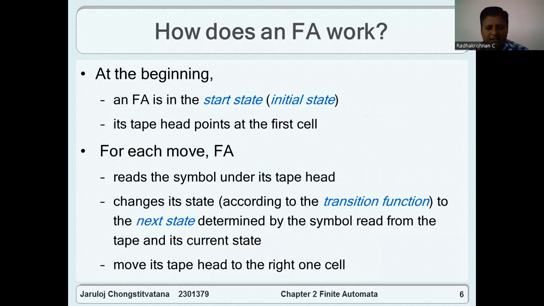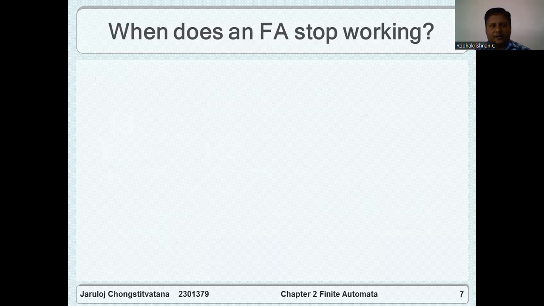Once the input is read, the tape head moves one position to the right. That is our process. So at the beginning level, this is each and every move; this is how our automata works. When does a finite automaton stop working?